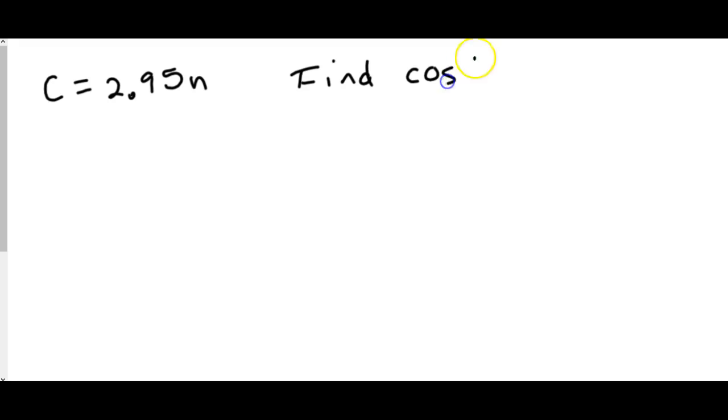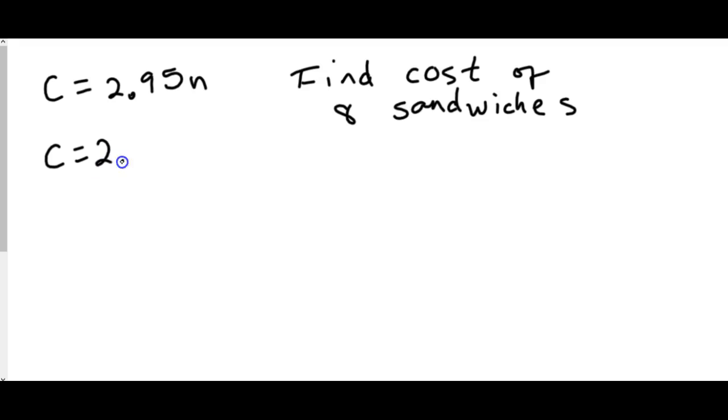This concept can also be useful in money. Let's say the cost of n sandwiches is $2.95n, so it's $2.95 per sandwich. And we want to find the cost of 8 sandwiches. So basically they're saying multiply $2.95 times 8. Again, $2.95 times 8, I'd have to go old school, write it out, take a while. But $2.95 is pretty close to $3. So this time we're going to do subtraction.